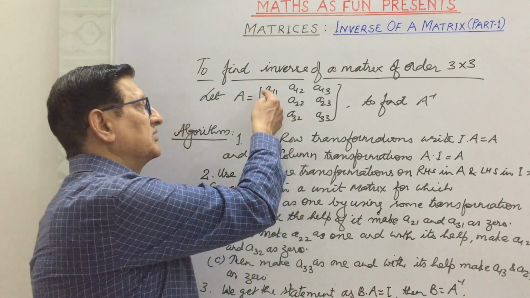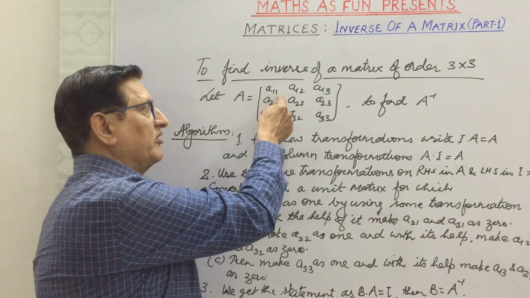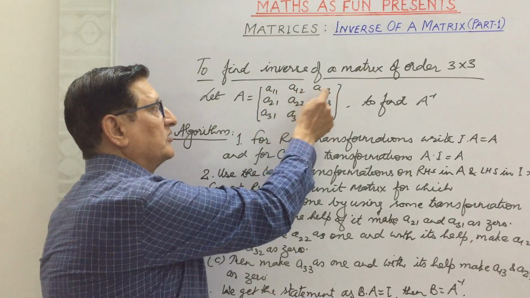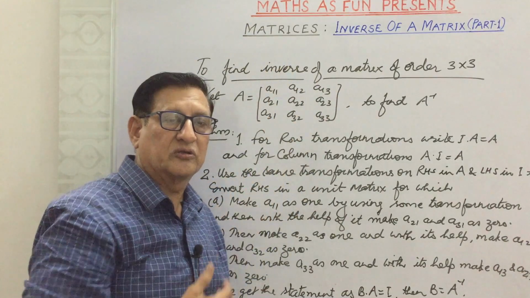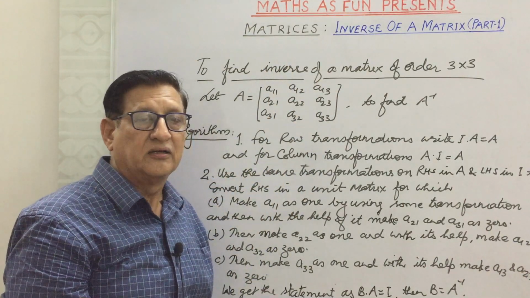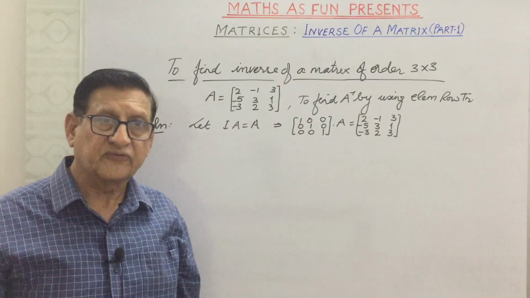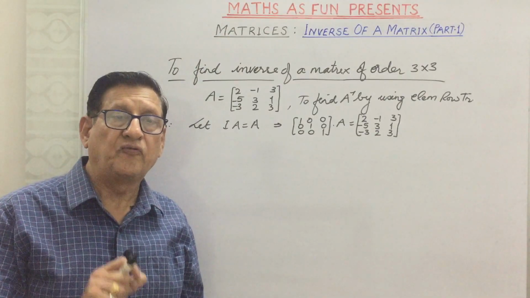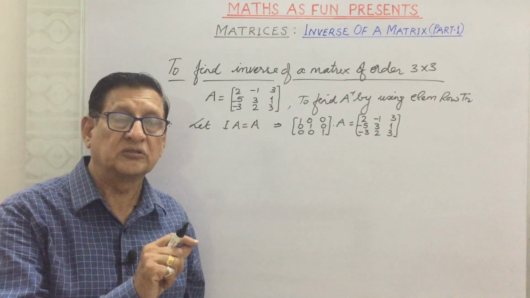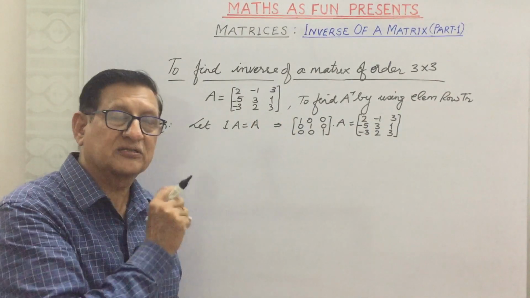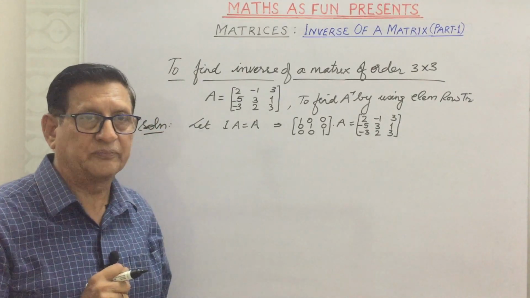In that, the only thing is, when we make this as 1, we will be making the elements of the same row as 0, A12 and A13 and so on. We will follow the procedure, and then we can get the inverse of the given matrix. After learning about the algorithm, following that, how we can find out the inverse of a matrix of order 3 into 3, let's learn it through one example.